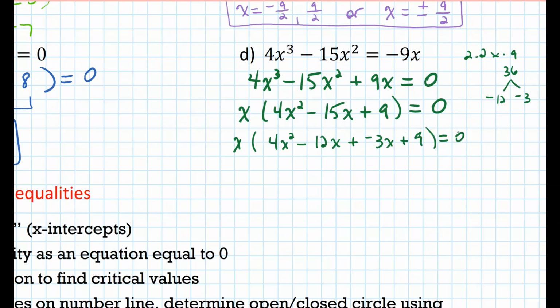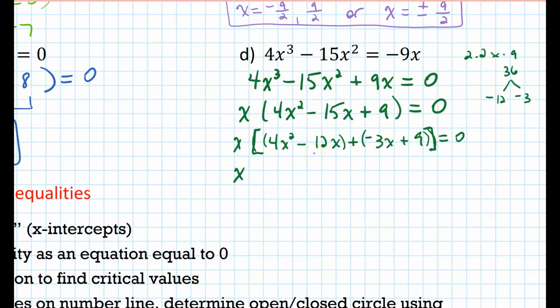And now I can group these. So let's see. I'm going to make that a hard bracket to separate it. Okay, so here's one group and here is my other group. All right, so carry the x down. Students often forget when they factor something out at the beginning and they leave it off. Make sure you carry everything down.